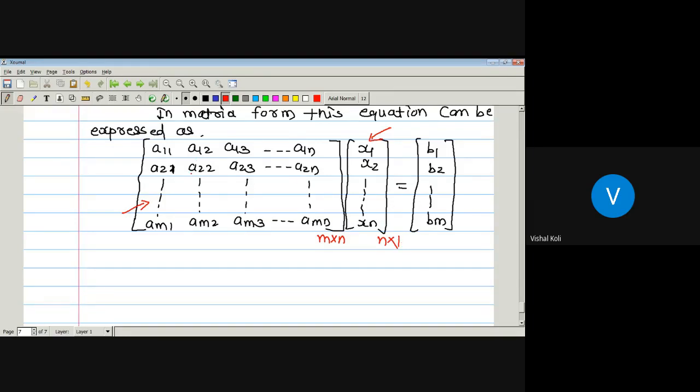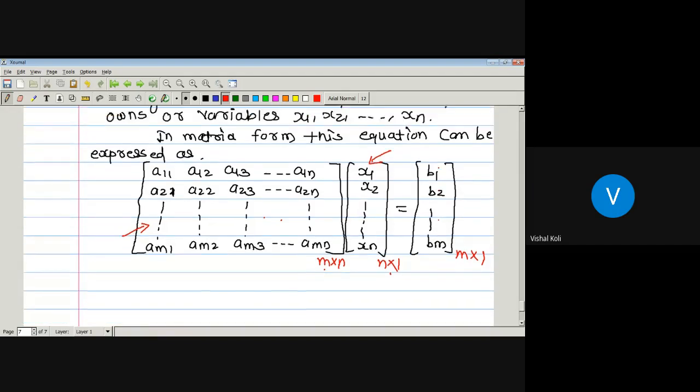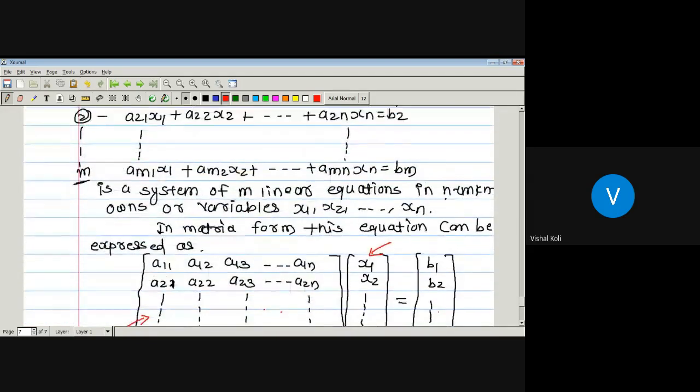Now, this matrix b1, b2 up to so on bm is equal to the multiplication of these two matrices, in which this matrix will be of order m by n and this will be of order n by 1. Then the matrix on the right hand side must be of order m by 1, from the matrix multiplication. It means it has m rows and only one column.